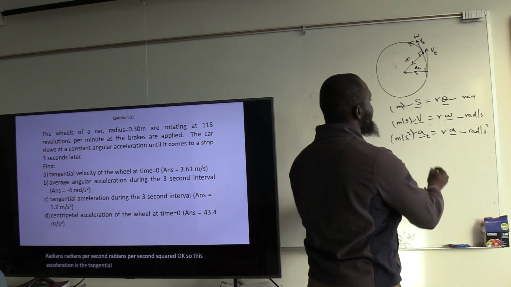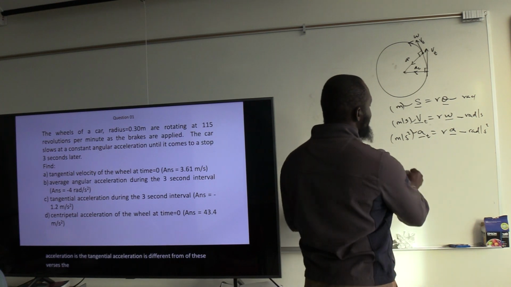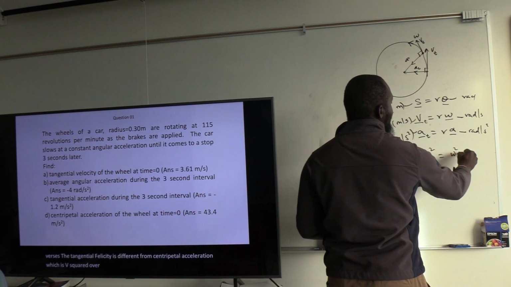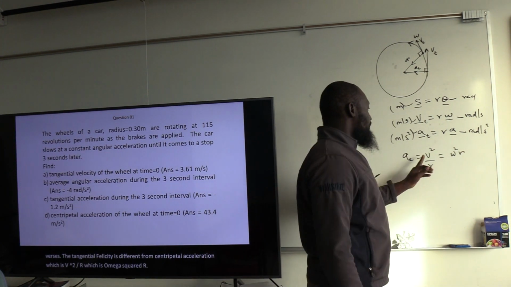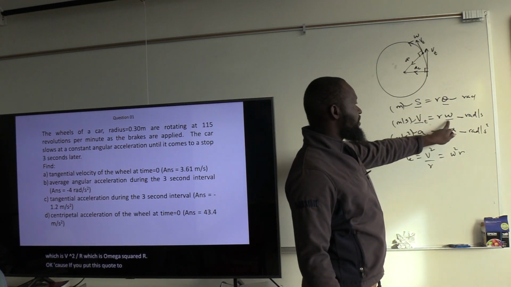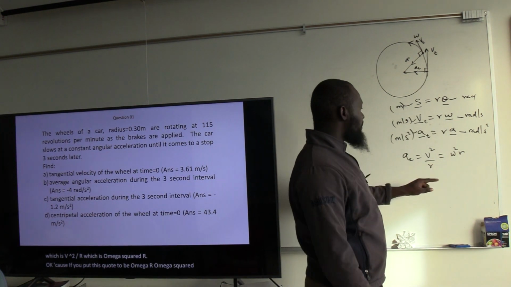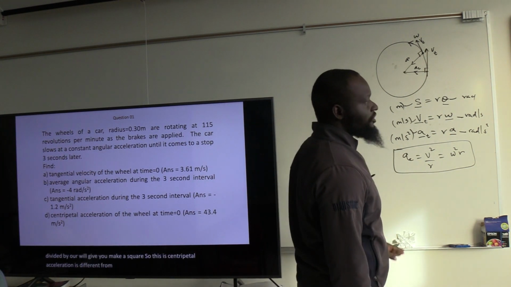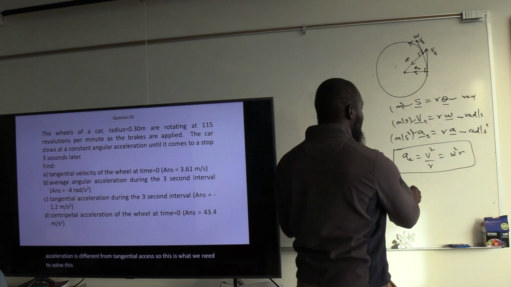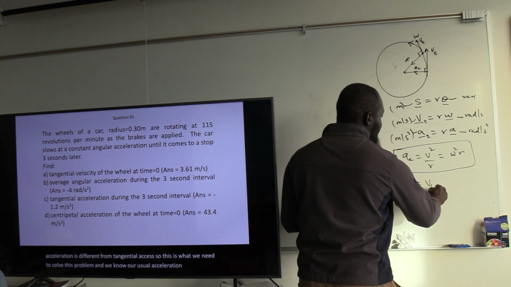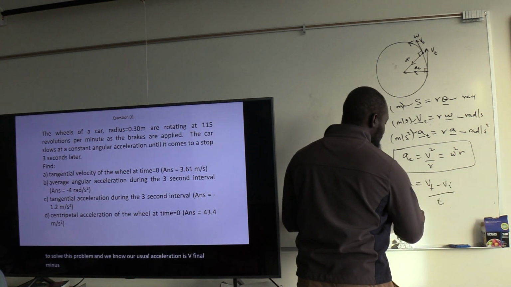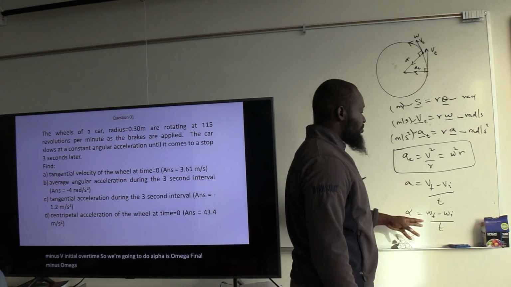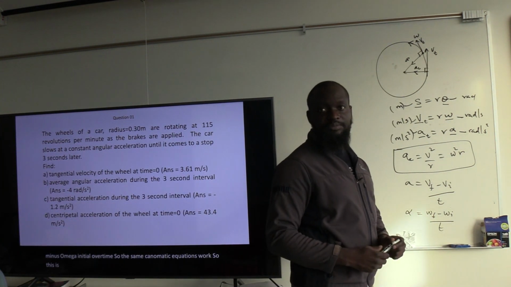This velocity is the tangential velocity, and it is different from centripetal acceleration, which is v squared over r, which is omega squared r. Because if you put v squared as omega squared r squared divided by r, it will give you omega squared r. So centripetal acceleration is different from tangential acceleration. This is what we need to solve this problem. Our usual acceleration is v final minus v initial over time, so alpha is omega final minus omega initial over time. The same kinematic equations work, so this is probably what we're going to need to solve these problems today.